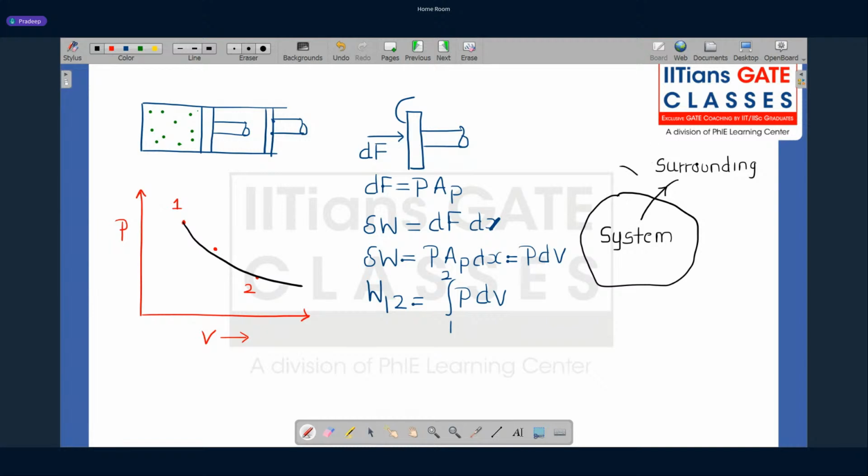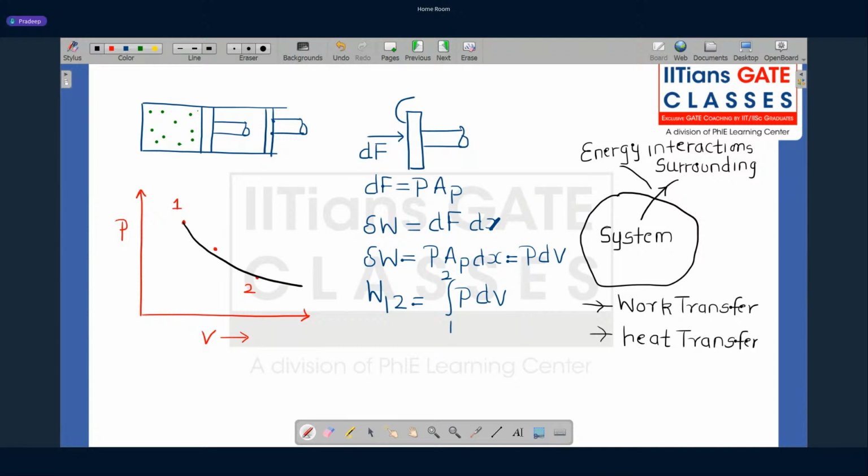So these two, system and surrounding, can interact with each other through energy interaction. And these energy interactions can be of what type? There are two types of energy interactions defined in thermodynamics. One energy interaction is called work transfer, and another is called heat transfer. So system and surrounding can interact with each other via work or via heat.